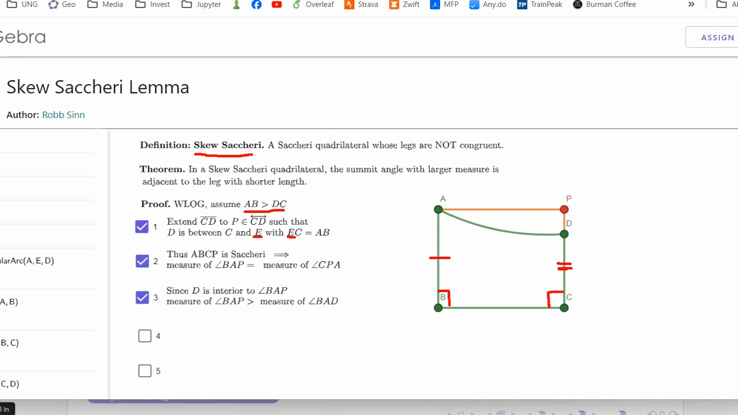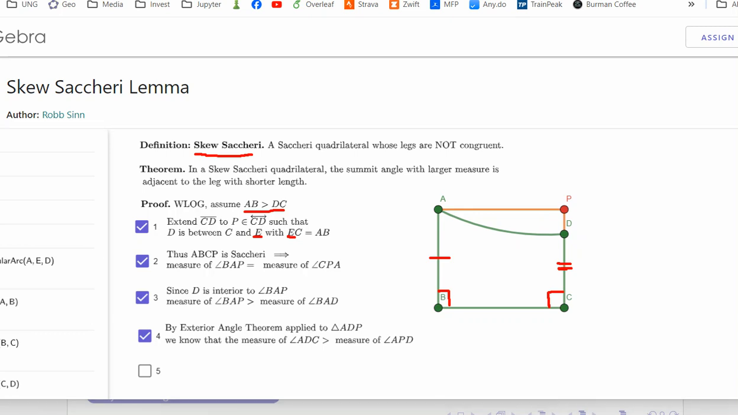The angle at D is interior to angle CPA, also interior to BAP. And since it's interior to the measure of angle BAP, then we can apply the exterior angle theorem to ADP.